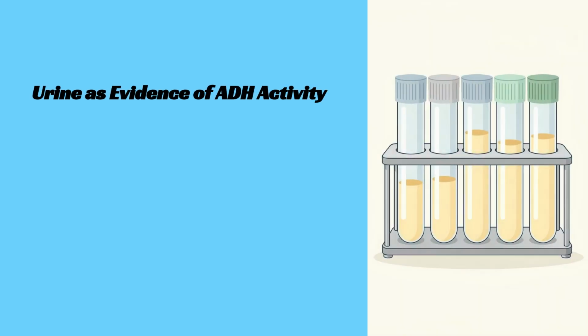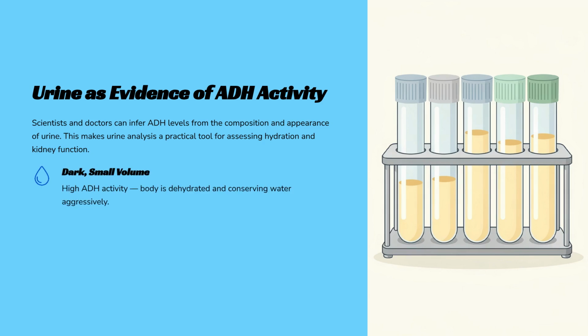Urine appearance is evidence of ADH activity. Dark, small volume urine indicates high ADH and severe dehydration. Pale, large volume urine indicates low ADH and good hydration.